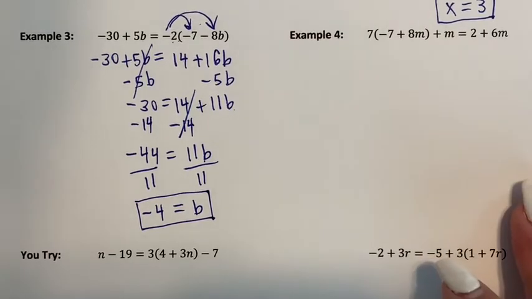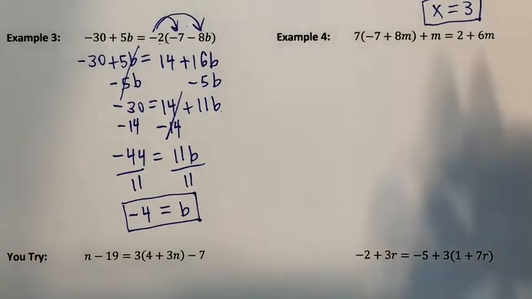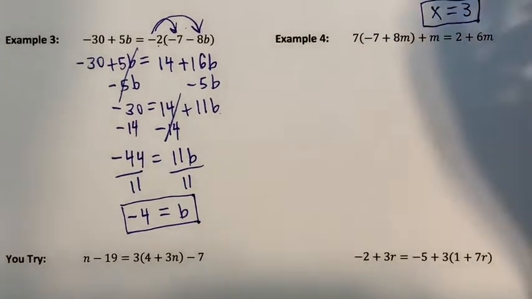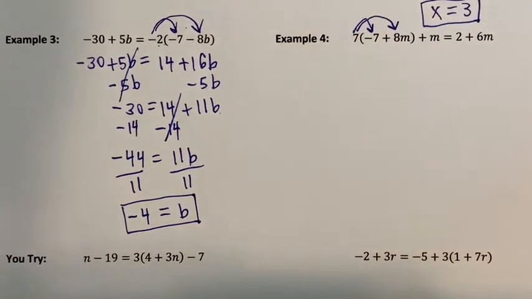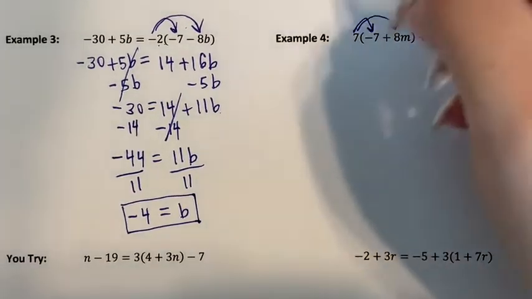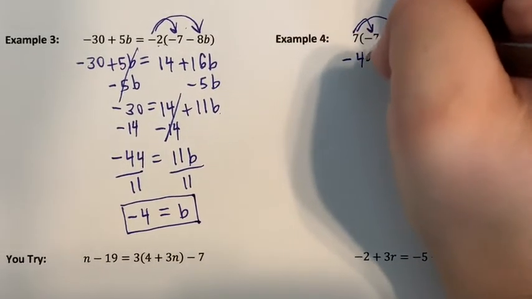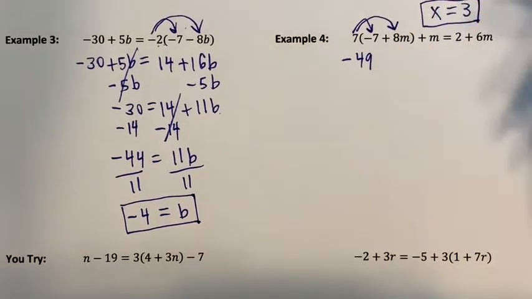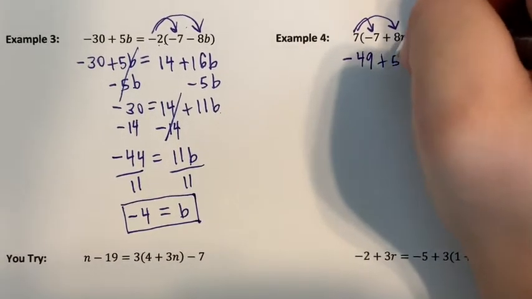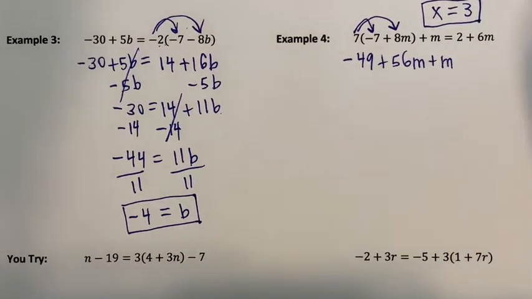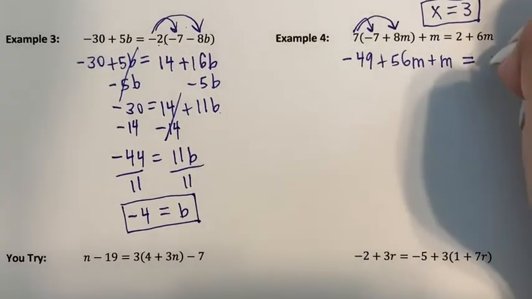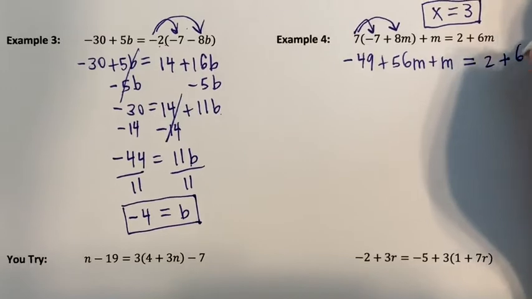All right, example 4, last one. Distributive property first. So I need to do 7 times -7 and 7 times 8m. 7 times -7 is -49. 7 times 8m is 56m. And don't forget to bring down that plus m right there. It's easy to forget. And then on the right side of my equal sign, it stays the same. 2 plus 6m.